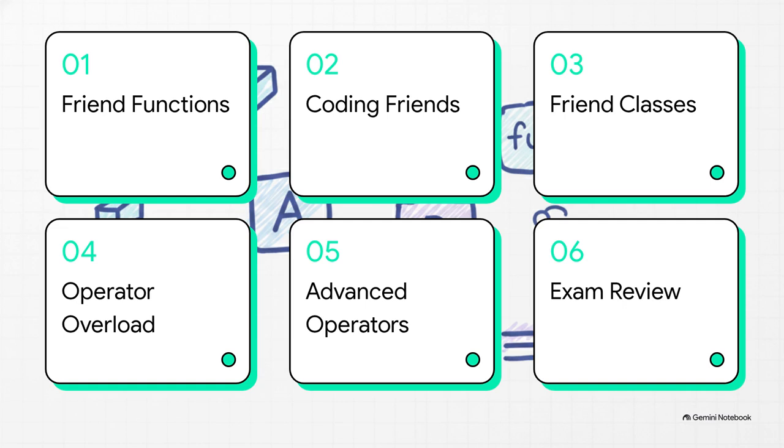1. Friend functions and data hiding. 2. Coding friend functions in C++. 3. Friend classes and assignments. 4. Basics of operator overloading. 5. Advanced operators and restrictions. And finally, 6. Key takeaways and exam review.